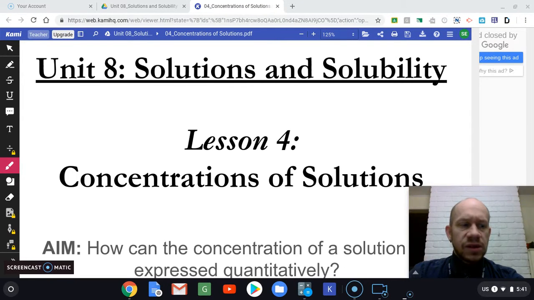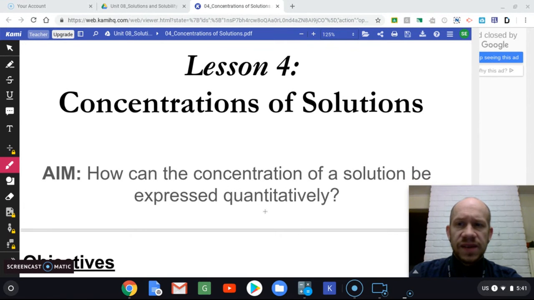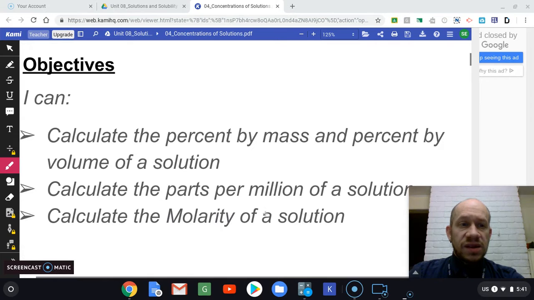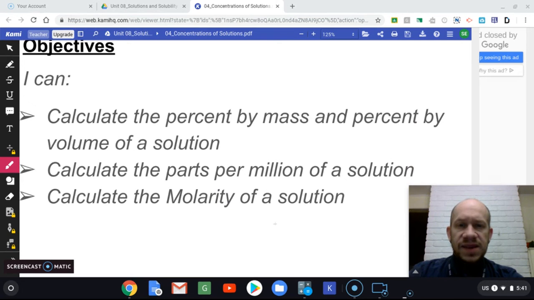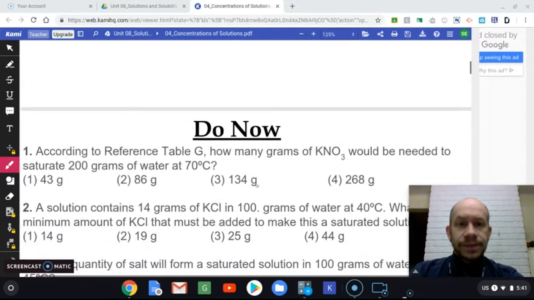This is Unit 8, Solutions and Solubility. Lesson 4, Concentrations of Solutions. How can the concentration of a solution be expressed quantitatively? By the objectives of this lesson, I can calculate the percent by mass and percent by volume of a solution. I can calculate the parts per million of a solution, and I can calculate the molarity of a solution. So, do now.